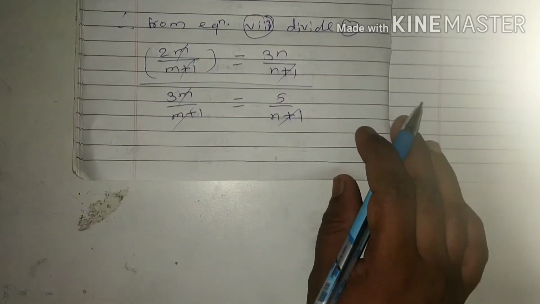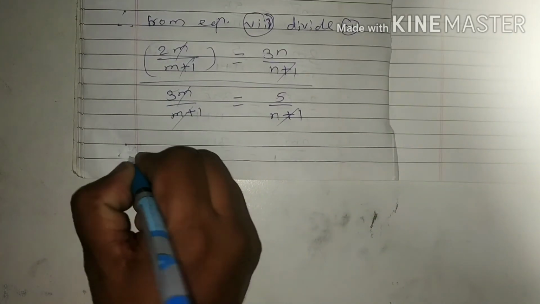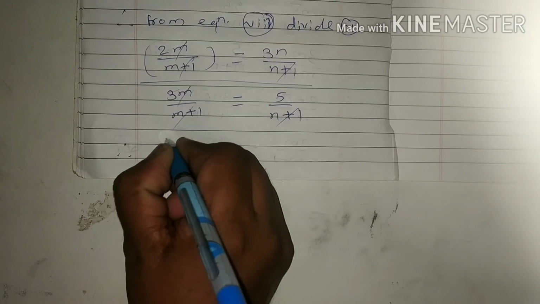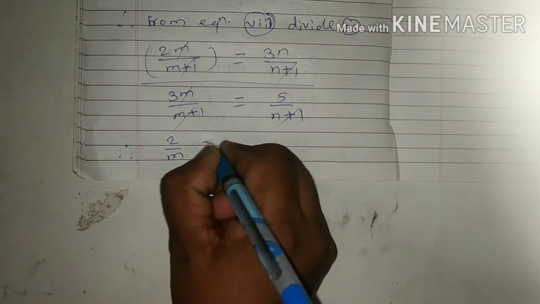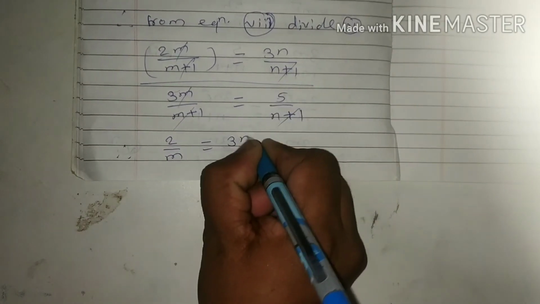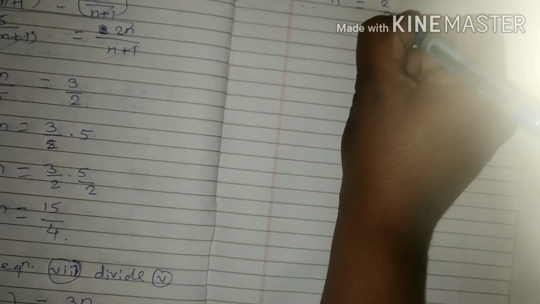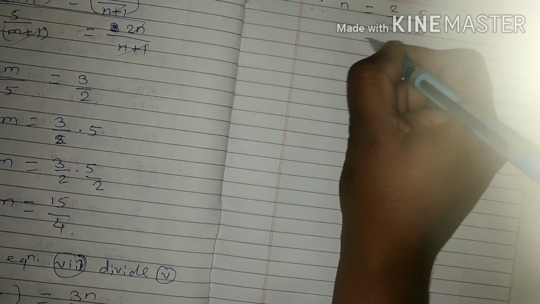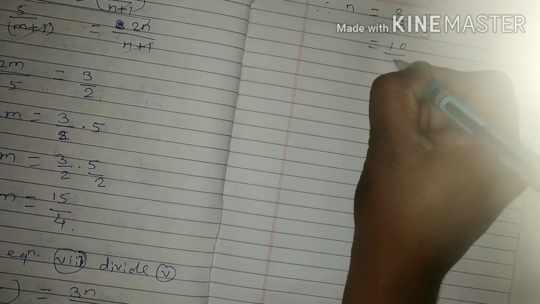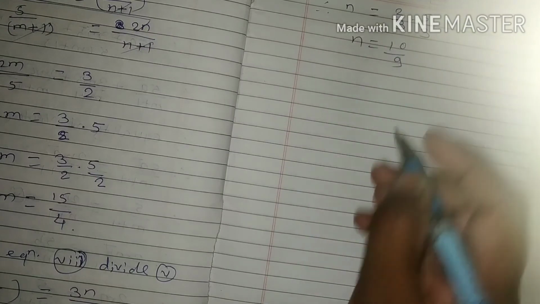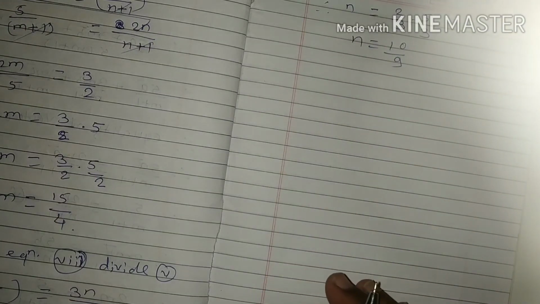Then we write the remaining values, that is 2 divided by 3 is equal to 3n divided by 5. Then n is equal to 2 divided by 3 into 5 divided by 3. Then it is equal to 10 divided by 9. It is the value of n. We get the values of m and n.